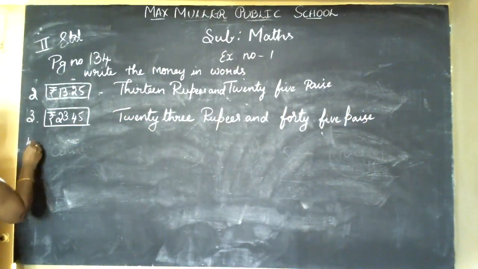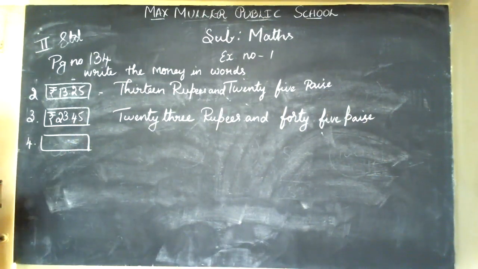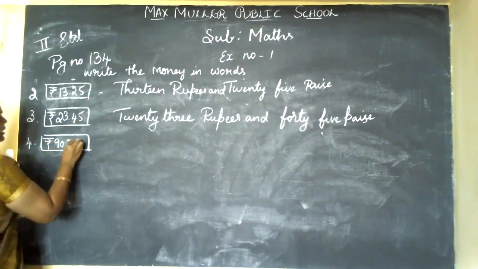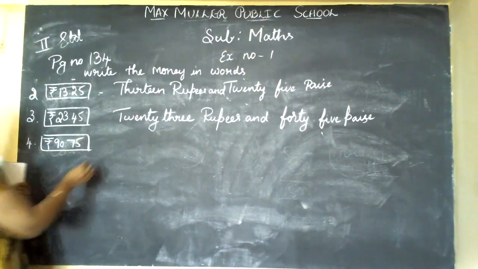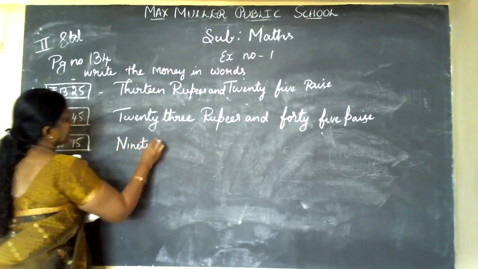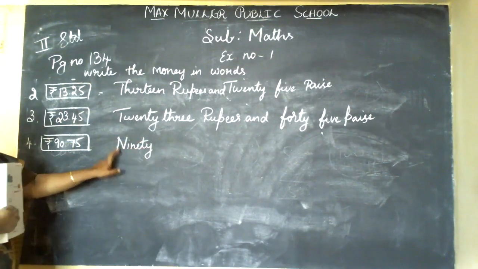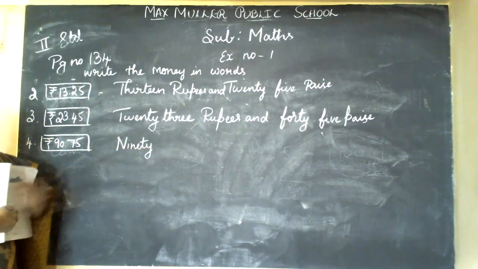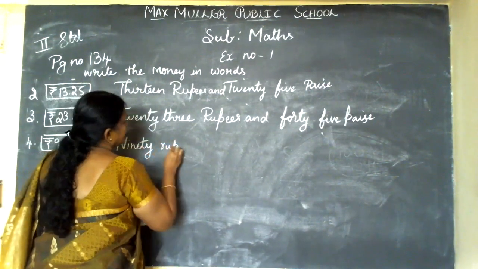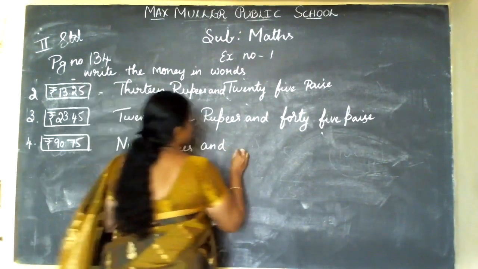Fourth one, 90 rupees 75 paisa. See here, NINETY, 90. So many are writing NINTY. That is wrong, children. You want to write NINETY. 90 rupees and 75 paisa.